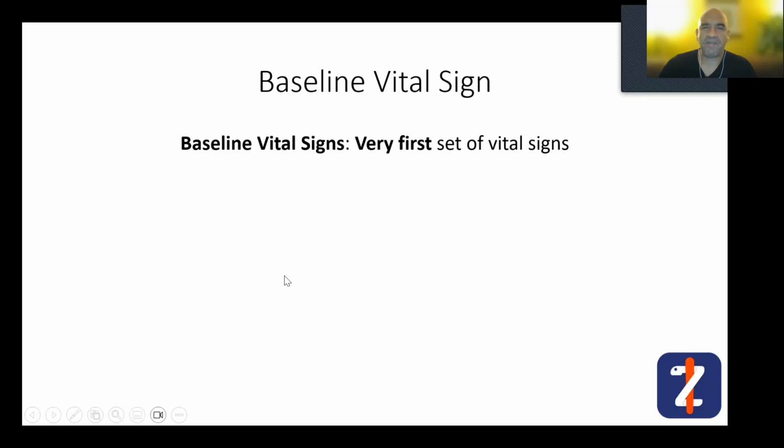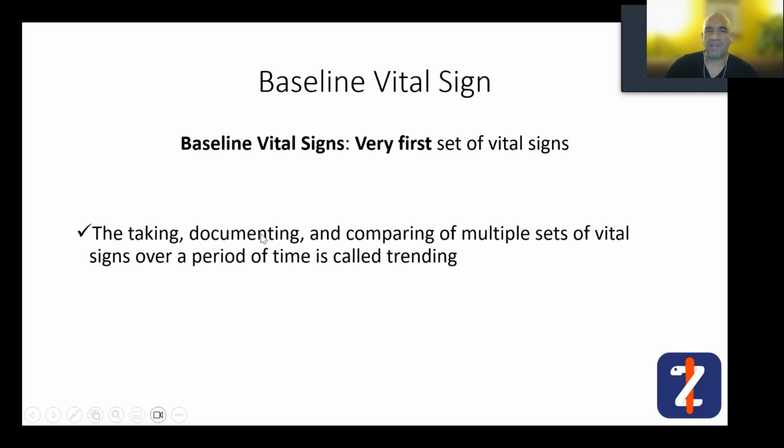All right, baseline vital signs. The baseline is the very first vital signs you get to the scene. That's the very first vital signs. So basically what we're doing with that is taking, documenting, comparing multiple sets of vital signs over a period of time called trending. So we have one first set, 15 minutes or 5 minutes later, another set, another set, another set. Then you start to see the trends. Is it getting better? Is it getting worse?